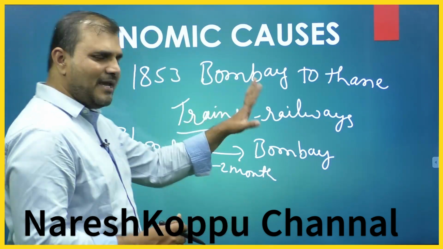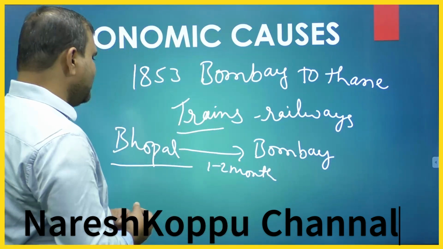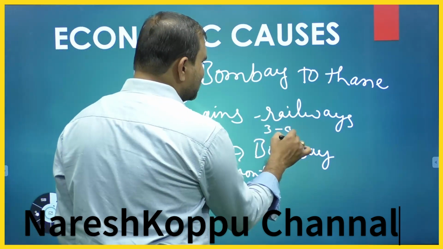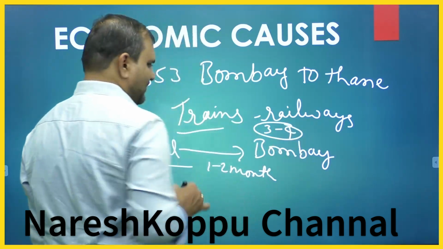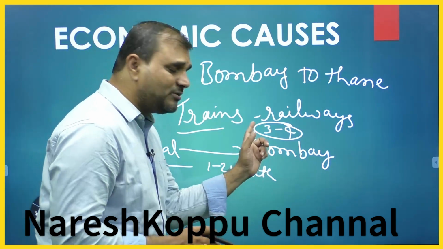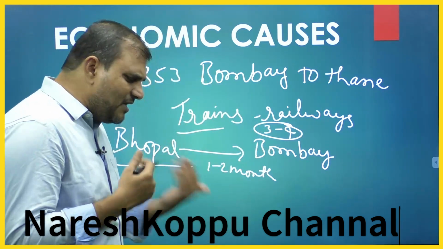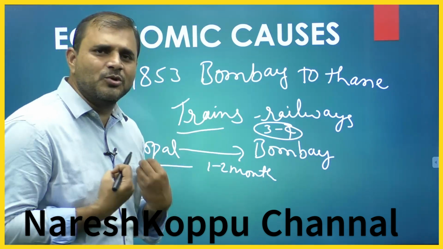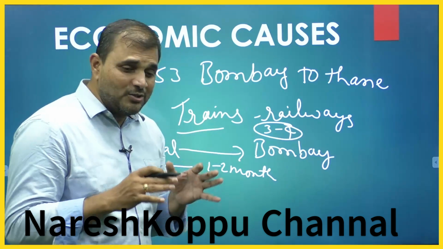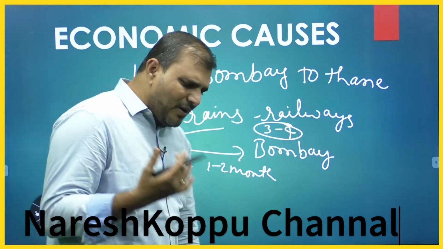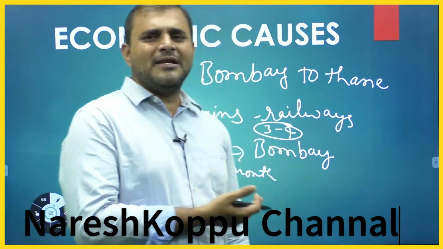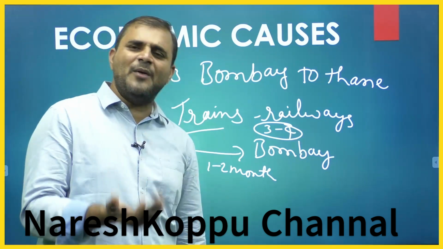When they introduced train services, they easily transported cotton from Bhopal to Bombay within 3 or 4 days. A 1 or 2 month journey was reduced to 3 to 4 days. Very speedily, our raw material was shifted to London. So Indians were unable to get the raw material, and unemployment increased. Why unemployment? Here industries collapsed, so no industries means no employment.